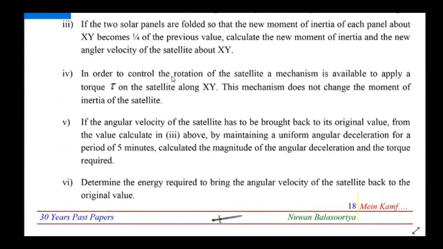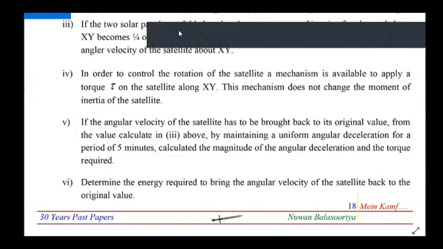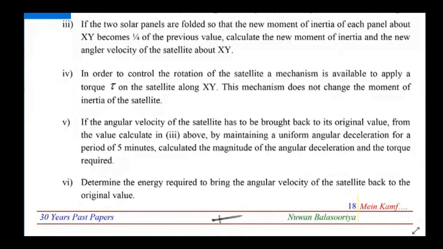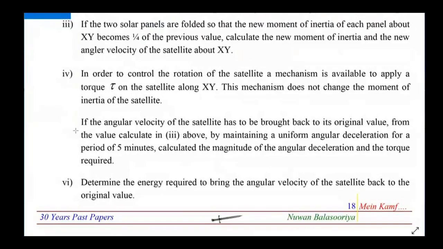In order to control the rotation of the satellite, a mechanism is available to apply a torque on the satellite along XY. This mechanism does not change the moment of inertia of the satellite. It only applies a brake, the torque. Actually, there is no Roman number 5; this is Roman number 4, the rest of the question.